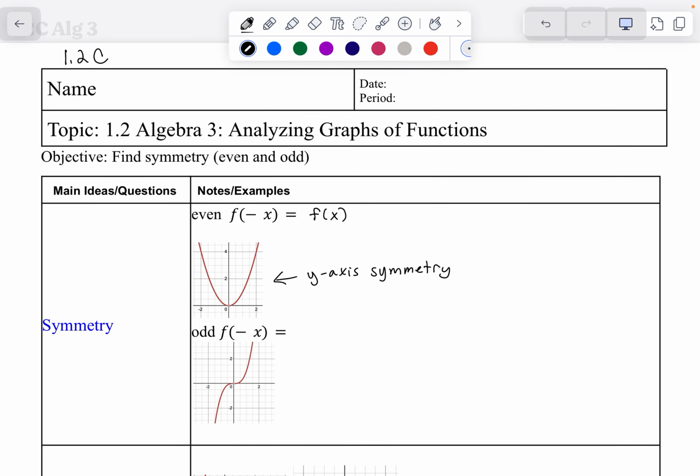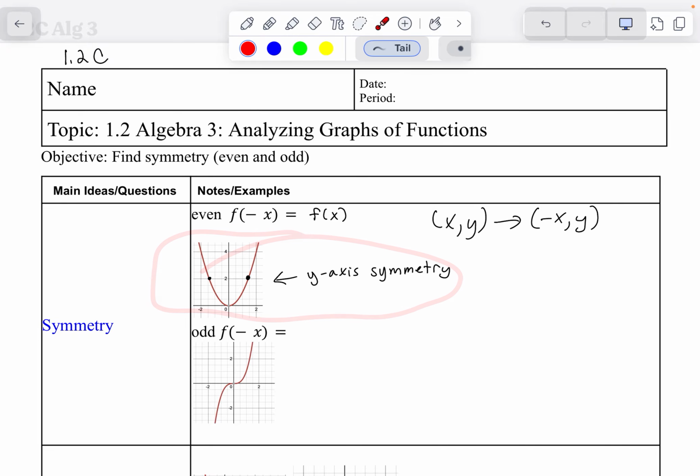So if there is a point (x, y) on the graph for an even function, it will also have the point (negative x, y) on the graph. Because if I stick negative x into the function, it doesn't change it. So there's a point over here that will be at the same height as over here, okay? So it's important that we know how to recognize it graphically. It's also important that we know how to recognize it algebraically.